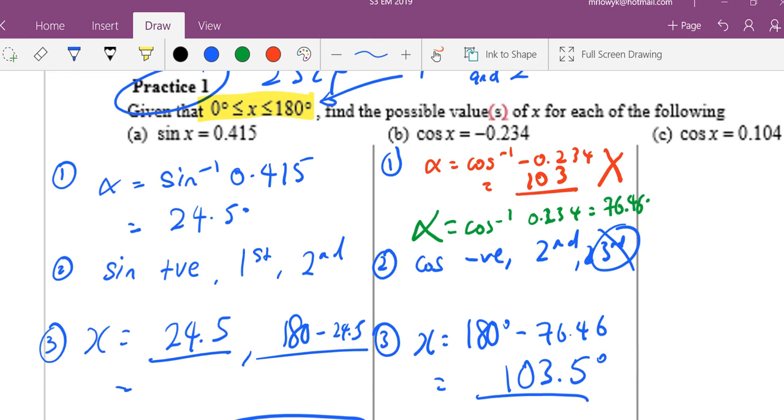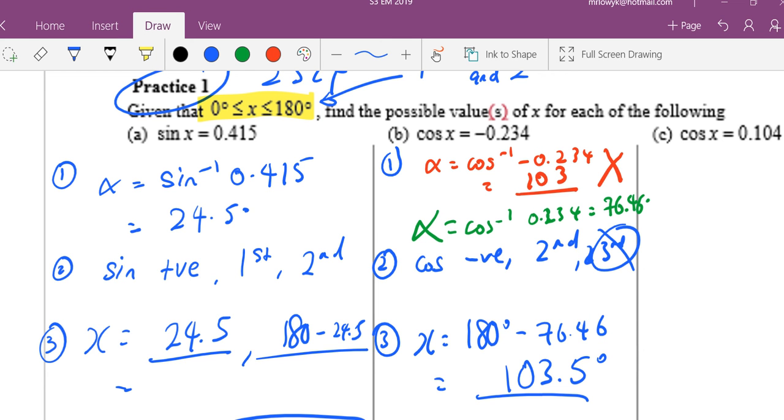Now, let me answer one very important question. Jiaxuan asked, teacher, do you know that if you press cosine inverse of this, you sure get this answer? Why do we bother to do 3 steps? It is to set up for A Maths later. Because in A Maths later, there will be 5, 6 answers. So if I don't teach you properly, later on in A Maths you will ask me a lot of why. So therefore, I teach you the 3 steps to guide you for A Maths later.